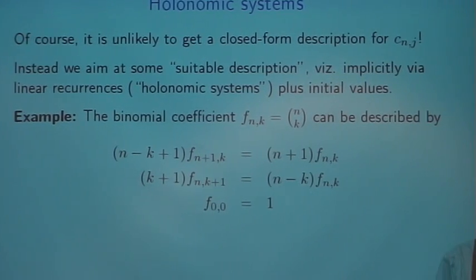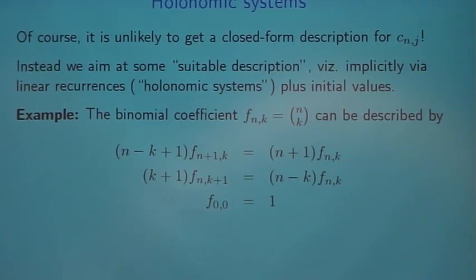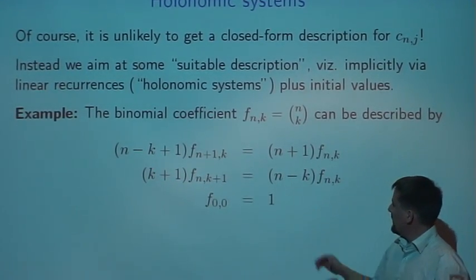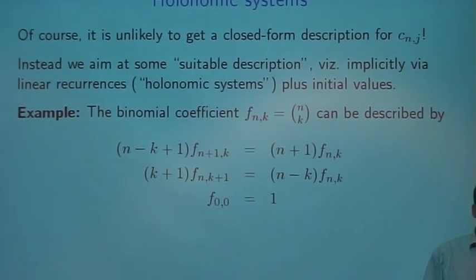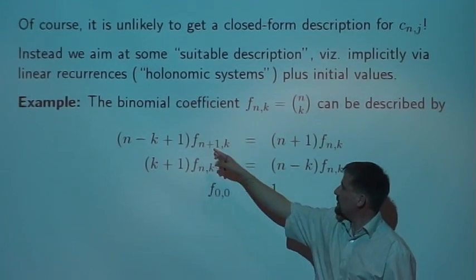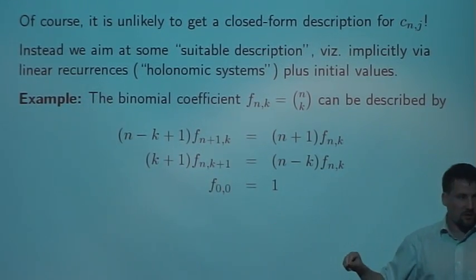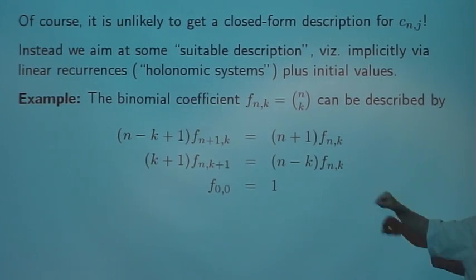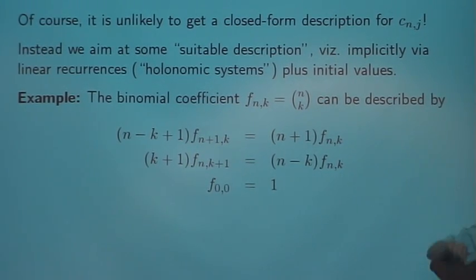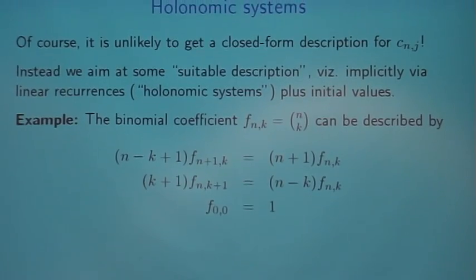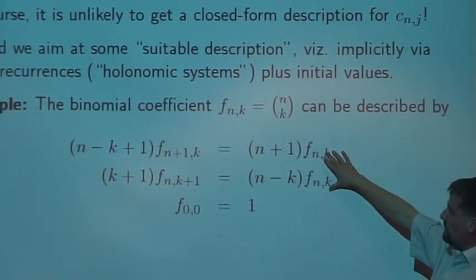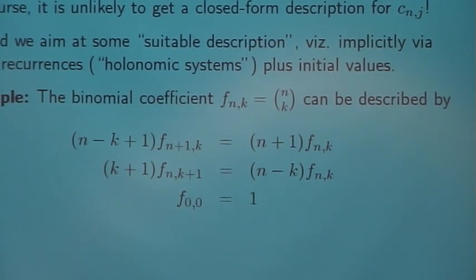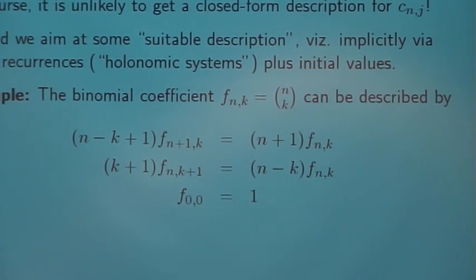We consider the binomial coefficient n choose k, and as you know, you can define the binomial coefficient with these two recurrences. One goes in n direction and the other in k direction, and you need one initial value. And then by these two recurrences, you can go to any point you like and compute the value of the binomial coefficient. So these two equations form a holonomic system that defines the binomial coefficient.